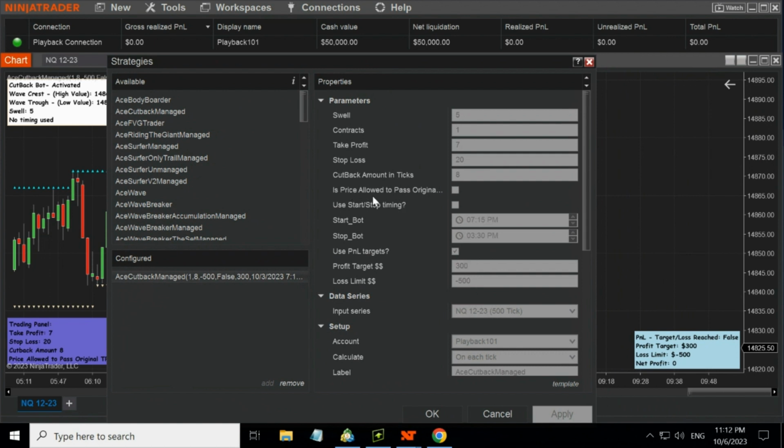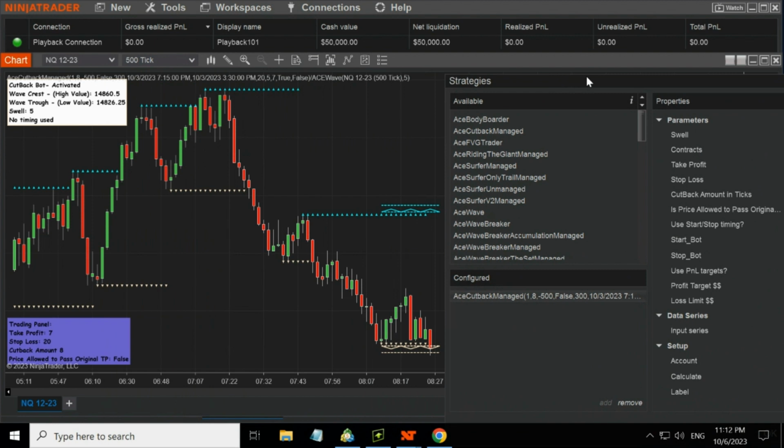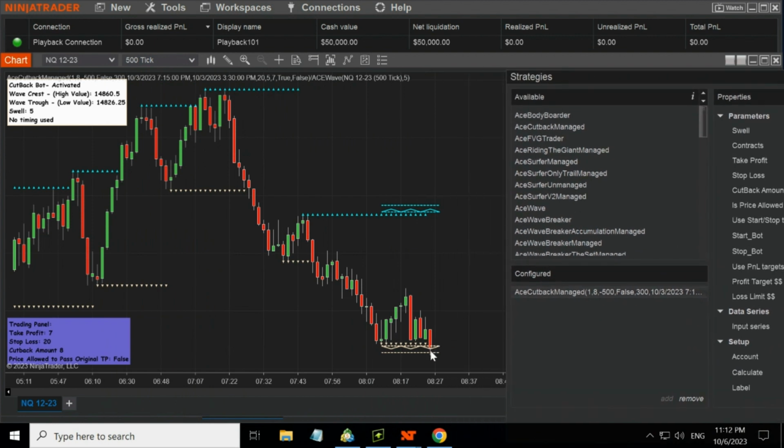One is price allowed to pass your original TP? What that means is there are 2 options for this Cutback bot. This had passed my original TP down here of 7 ticks. If I ticked that box, it would still allow me to have a pullback of 8 ticks and then place my trade.